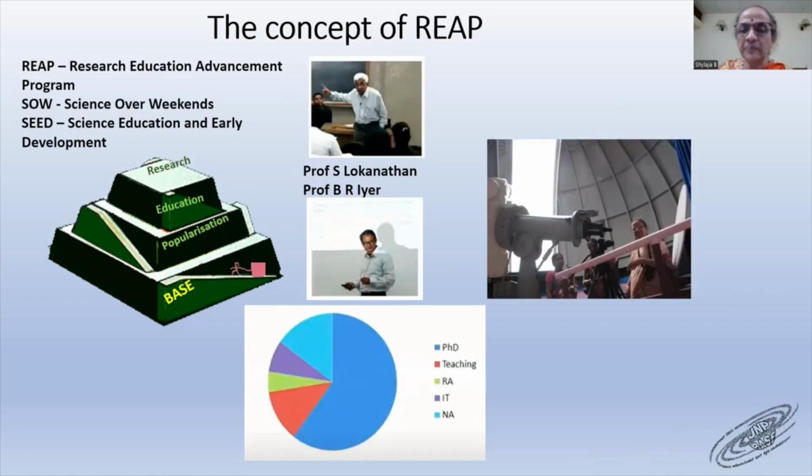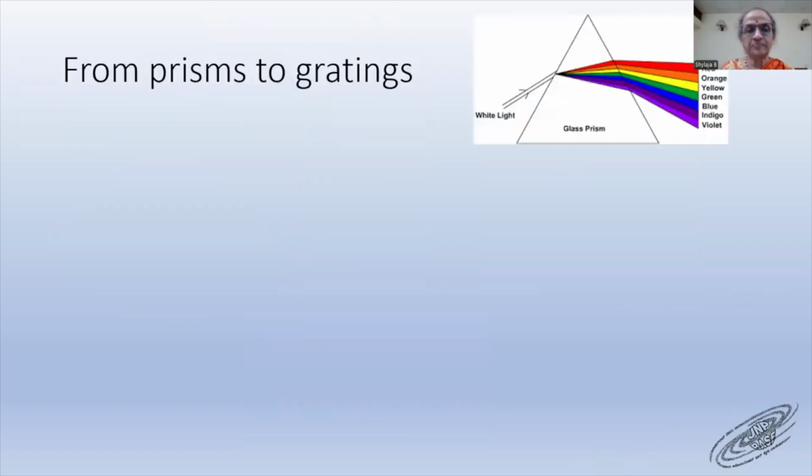So this has been a very fruitful course, and I thank the institutes who participated in this program. We also have a very small 6-inch Coude telescope, which is of course used for popularization programs on the occasion of eclipses, but I used it for teaching these students about spectroscopy.